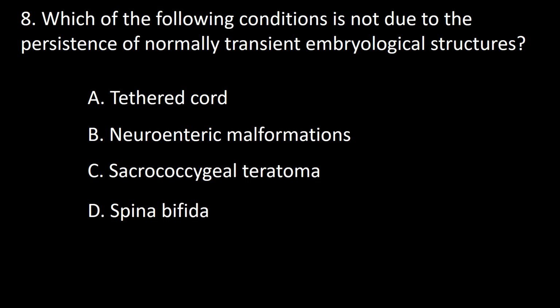Next question. Which of the following conditions is not due to the persistence of a normally transient embryological structure? A. Tetracord. B. Neuroenteric malformations. C. Sacrococcygeal teratoma. D. Spina bifida. This is another schematic representation of an 18-day-old embryonic disc. I will now label some structures relevant to our discussion.